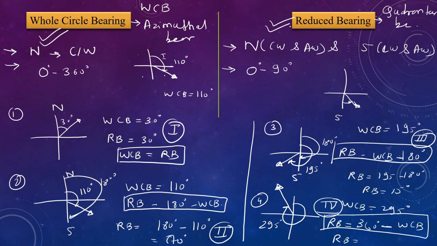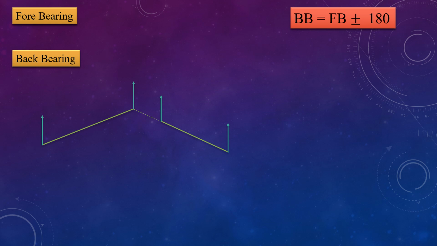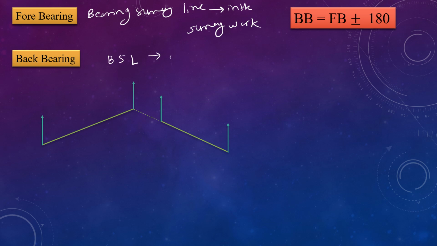The next is fore bearing and back bearing. Fore bearing is the bearing of a survey line which is measured in the direction of survey work. Back bearing is the bearing of a survey line measured opposite to the direction of survey work. This is what the back bearing and fore bearing are.